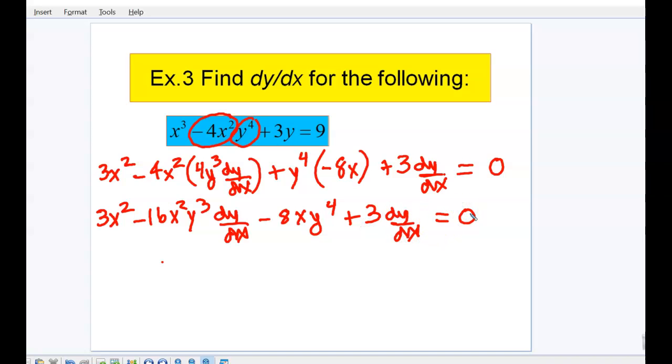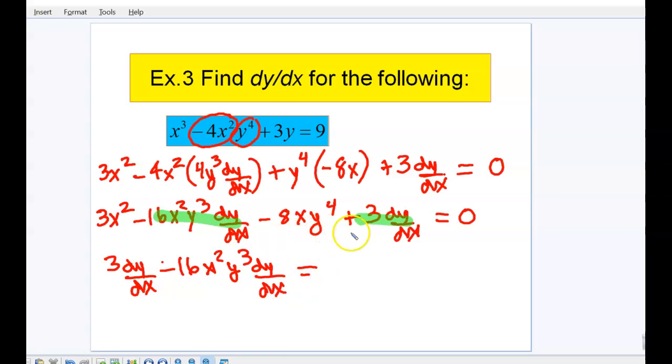That all equals 0. And notice I have two terms with the dy dx in them. So again, I could leave them both on the left side, or I can move them over to the other side. It doesn't really matter. I'm going to leave them on the left side, but I'm going to write my positive term first. I'm going to write 3 dy dx minus 16x squared y cubed dy dx. And I'm going to move the negative 8xy to the fourth to the other side, so that becomes positive, and I'll move the 3x squared over, and it becomes negative.